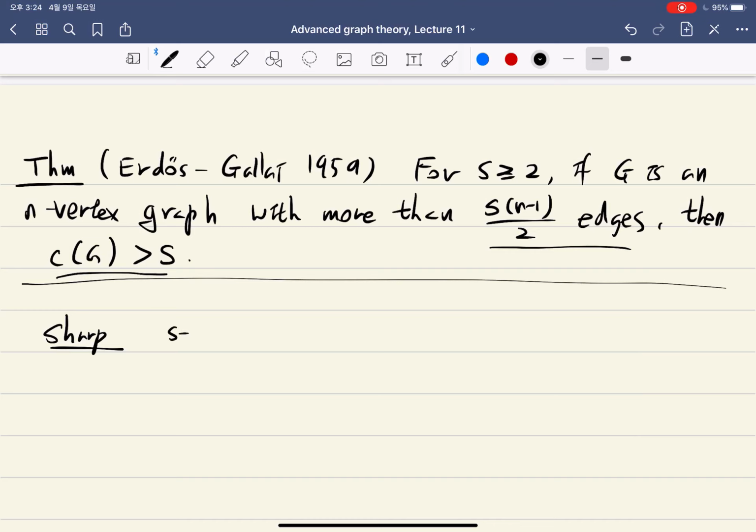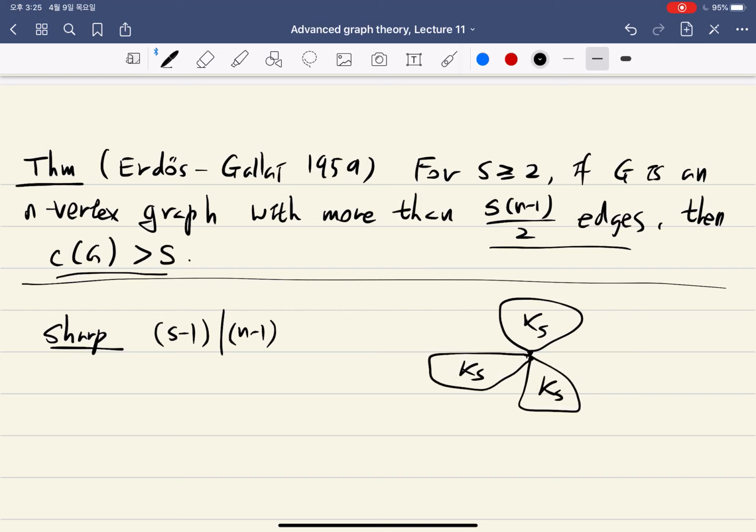Say, assume s minus 1 divides n minus 1, and you take copies of K_s. So this is a copy of K_s, the complete graph on s vertices, and this is another K_s. And how many copies? n minus 1 over s minus 1 copies. Then here we have s minus 1 vertices, s minus 1 vertices, s minus 1 vertices, and this many copies. So altogether n minus 1 vertices and one more vertex here. So in total, this is an n-vertex graph.